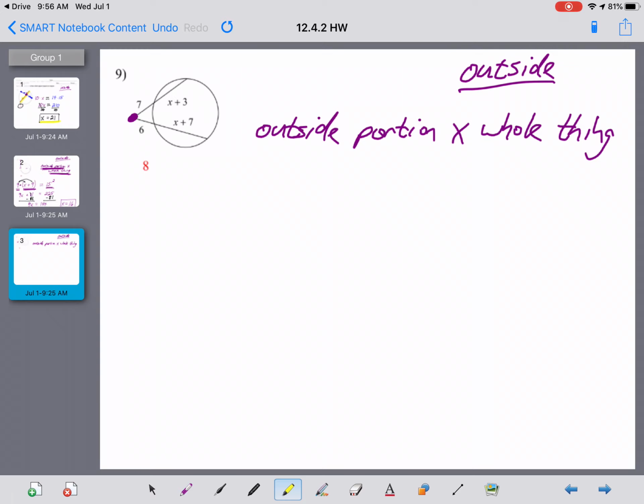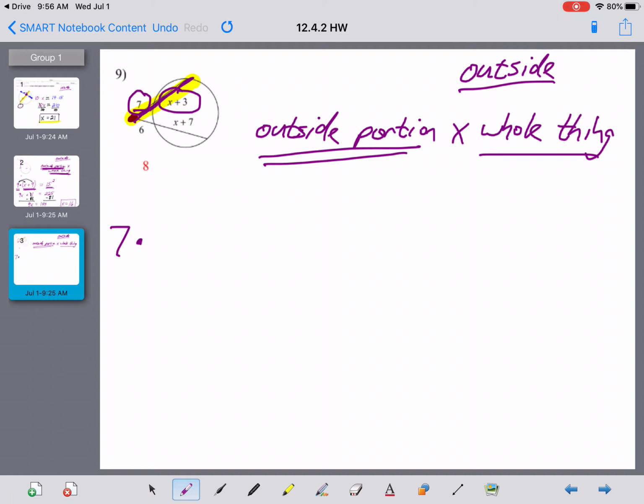So let's focus on the top, everybody, the one that goes from here to here. Outside portion times the whole thing. Well, the outside portion, what's outside of the circle, is 7. So we start with that. And we multiply that by the whole segment that I've highlighted there in yellow, which is the sum of 7 and x plus 3. So if I ask you to add the 7 plus the x plus 3, the 7 and the 3 get put together, and we end up with an x plus 10. And if you're not sure where that came from, that was actually 7 plus the x plus 3. Okay, so that is outside portion times the whole thing for the top segment.